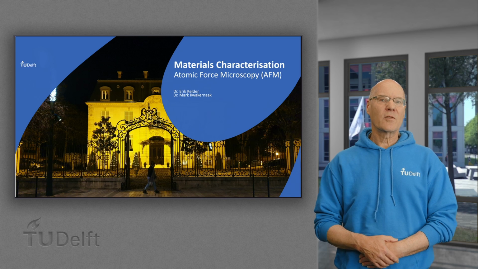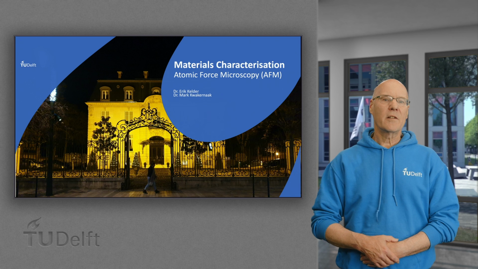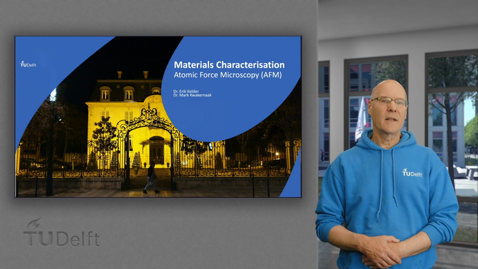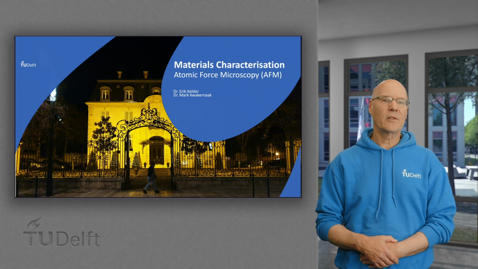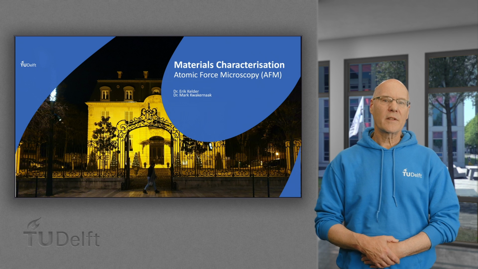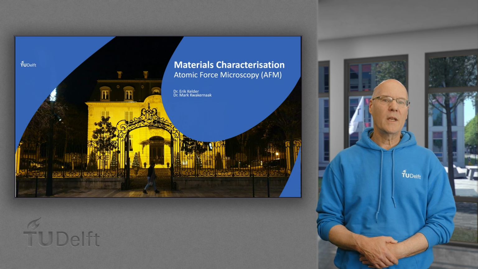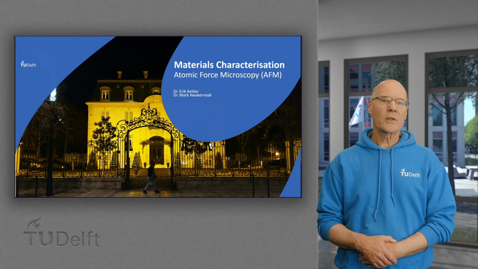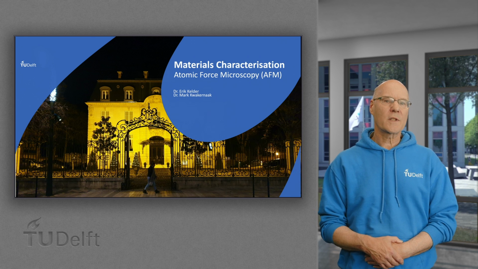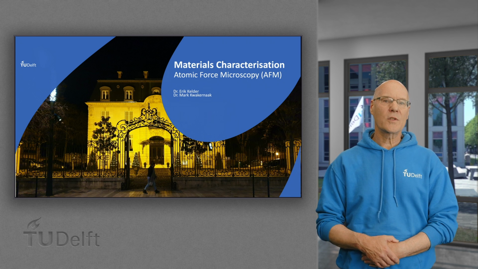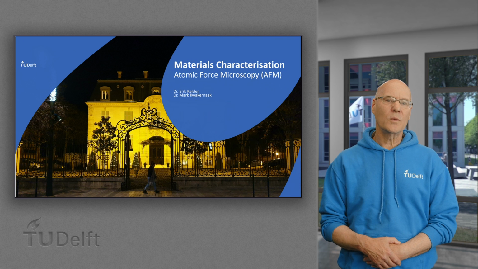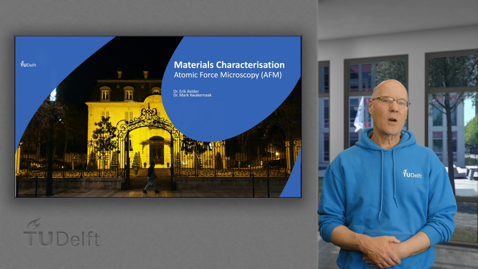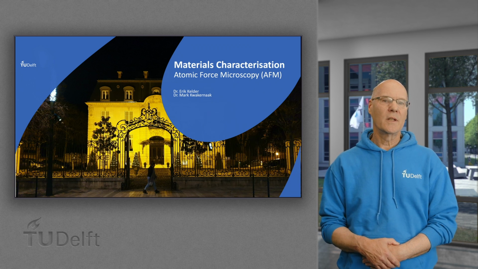Besides scanning electron microscopy and transmission electron microscopy, there is another microscopy technique that allows us to monitor materials in detail. This method is atomic force microscopy, AFM. With AFM, we can monitor the morphology of the surface and subsurface. Besides, AFM can be used as an electrochemical tool, but let's first look at how AFM works.